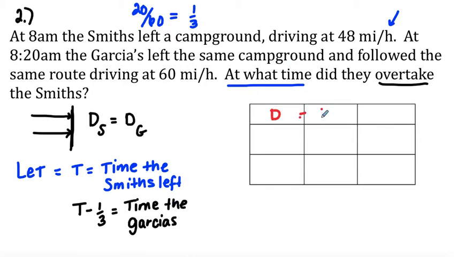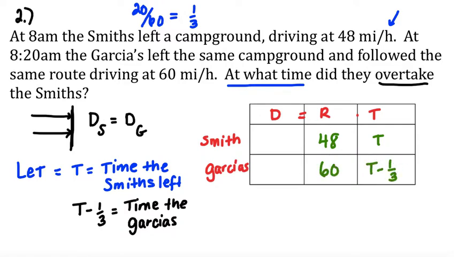Okay, so now we go to our chart. D equals R times T. I'm going to label this one as the Smiths and this one as the Garcias. One's going faster, we know that because they caught up. The Smiths are driving 48, and their time is t. The Garcias are going 60 miles an hour, and their time is t minus 1/3. Then we write the distances in terms of the time: 48t and 60 times t minus 1/3.